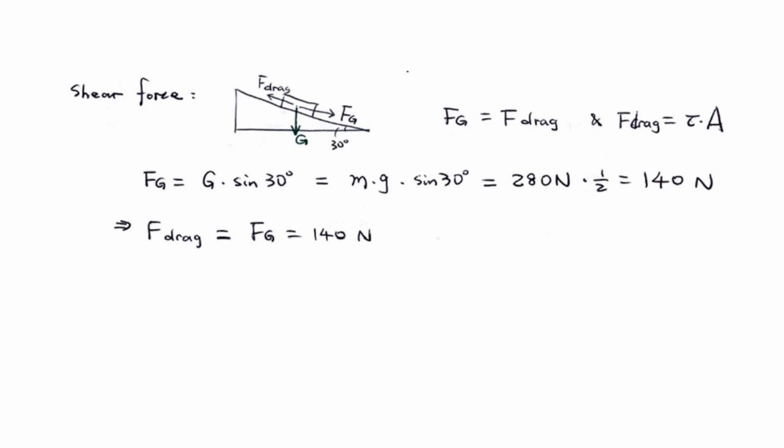The gravitational force downward the slope can be found by analyzing the slope's angle, using gravity mg multiplied by sine 30 degrees. Therefore, it is known that the drag force related to shear stress is 140 Newton. Shear stress is the drag force divided by the contact surface area 0.8 square meters, so we can calculate the shear stress being 175 Pascal.